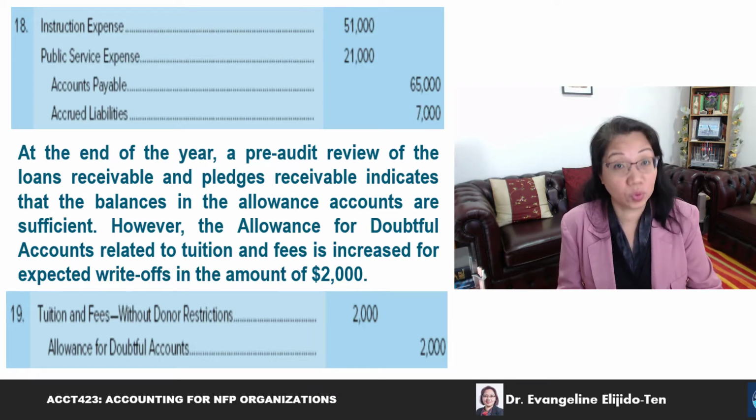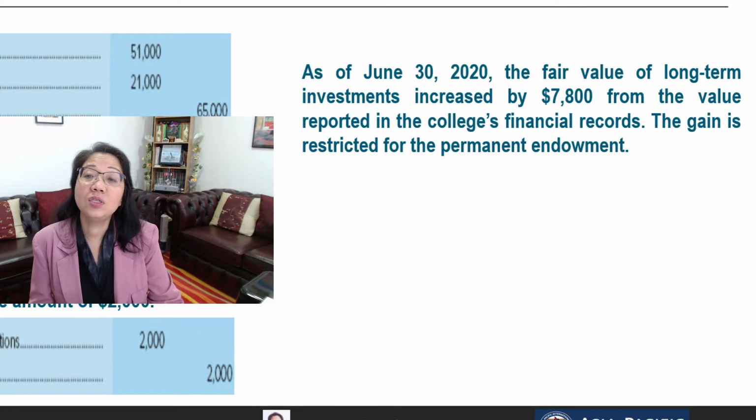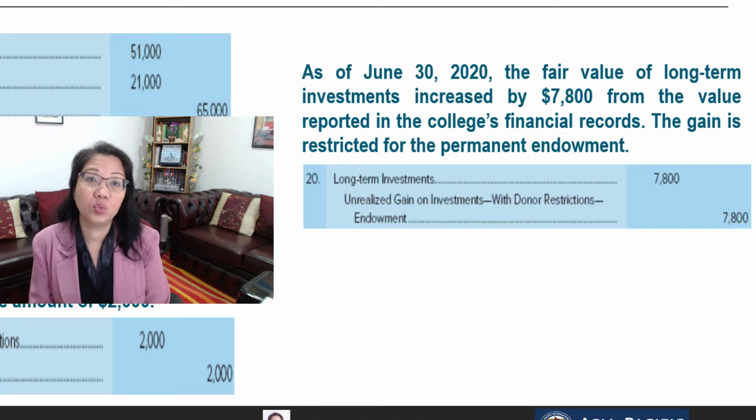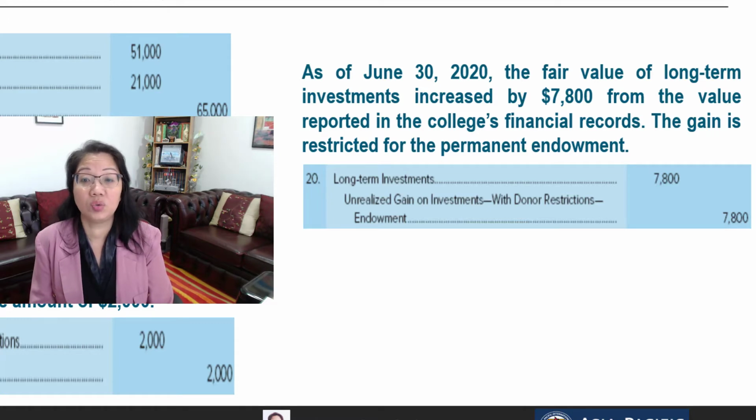As of June 30th, 2020, the fair value of long-term investments increased by $7,800 from the value reported in the college financial records. The gain is restricted for the permanent endowment. Therefore, our journal entry would be to debit the long-term investments for $7,800 and credit unrealized gain on investments with donor restrictions endowment for the same amount.